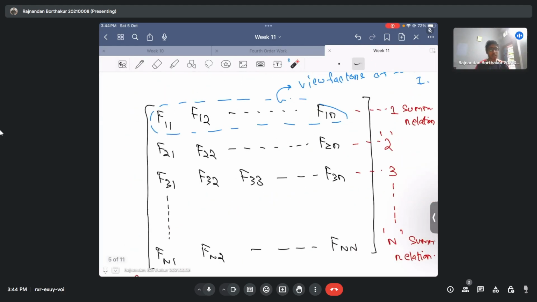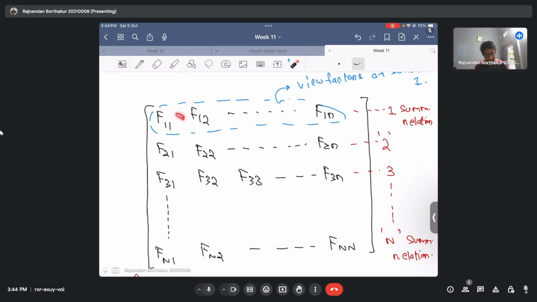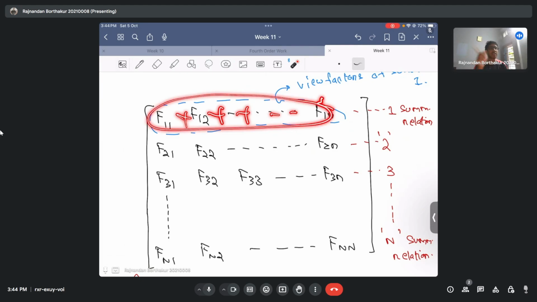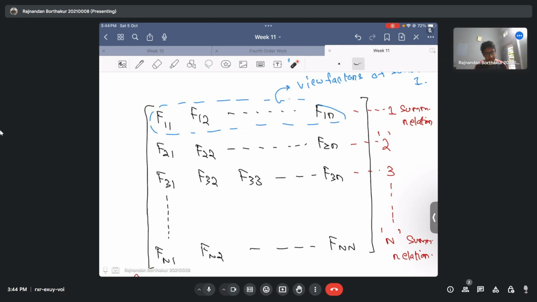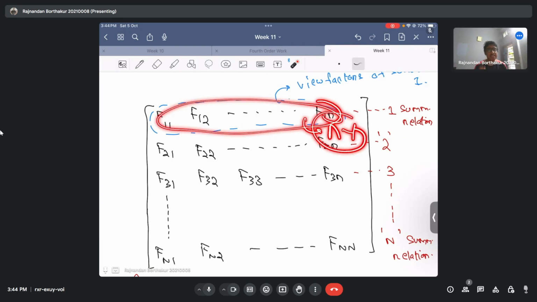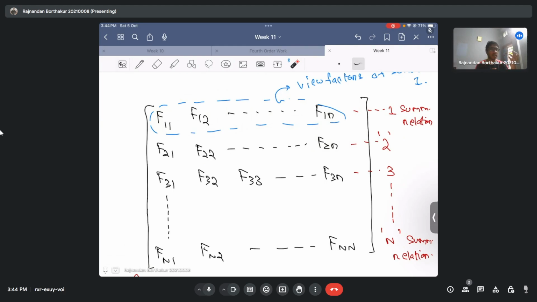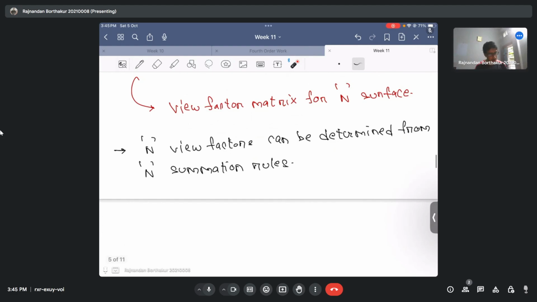Because from one summation rule, if I write down the summation rule for surface 1, I can determine at least one view factor, because this is giving me one equation. For instance, if I give you n minus 1 view factors for this surface 1, I can easily determine the nth view factor, because I have one equation and just one unknown. Which means that if I have n summation rules, I can at least determine n view factors corresponding to these n summation relations. Okay, so that is what we wrote here.